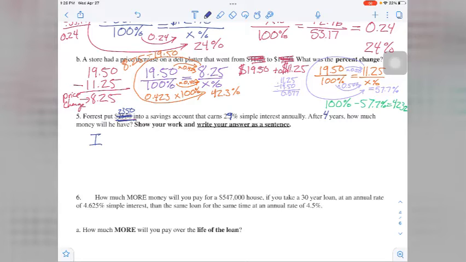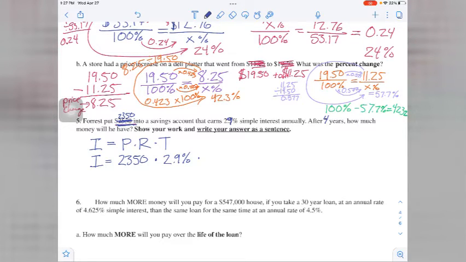If we calculate how much money, the question is how much money will they have after 4 years? Forrest put $2,350 in savings account and earns 2.9% simple interest annually. After 4 years, how much money will he have? Well, we know that simple interest is equal to the principal times the rate times the time. And so the interest is equal to the principal, which is $2,350, times the rate, which is 2.9%, times the time, which is 4 years.